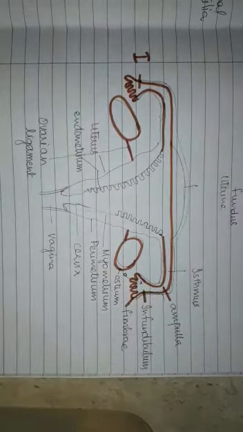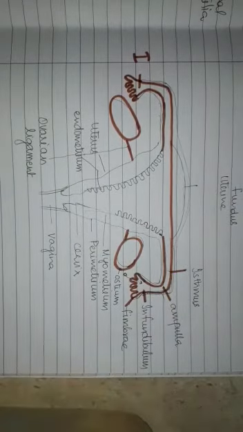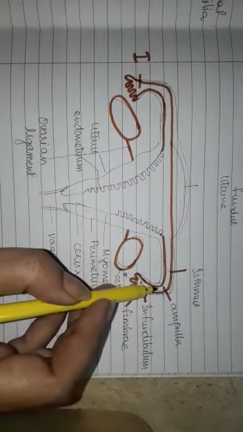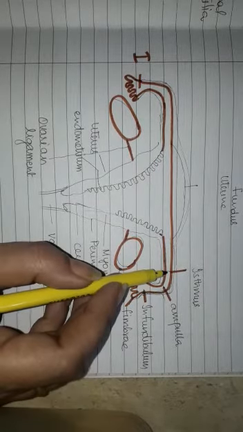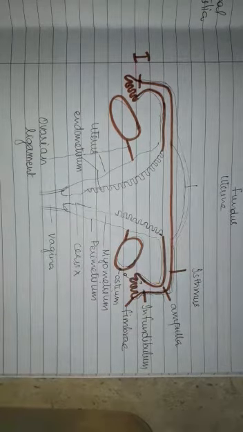And then the third part of the fallopian tube is isthmus. It is short, narrow but thick walled portion. The ampulla is long, wide but thin walled. The isthmus is short, narrow but thick walled.